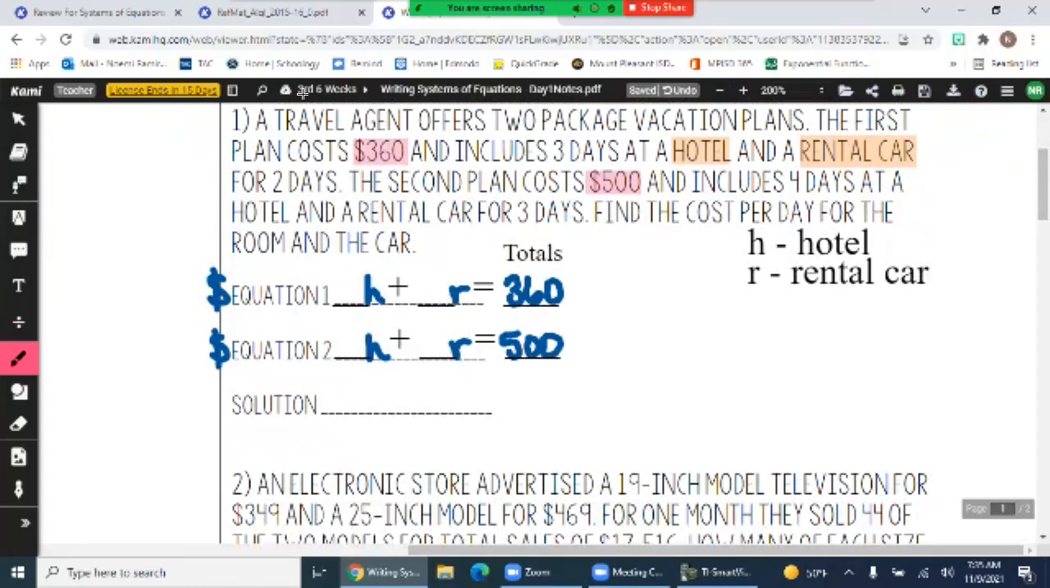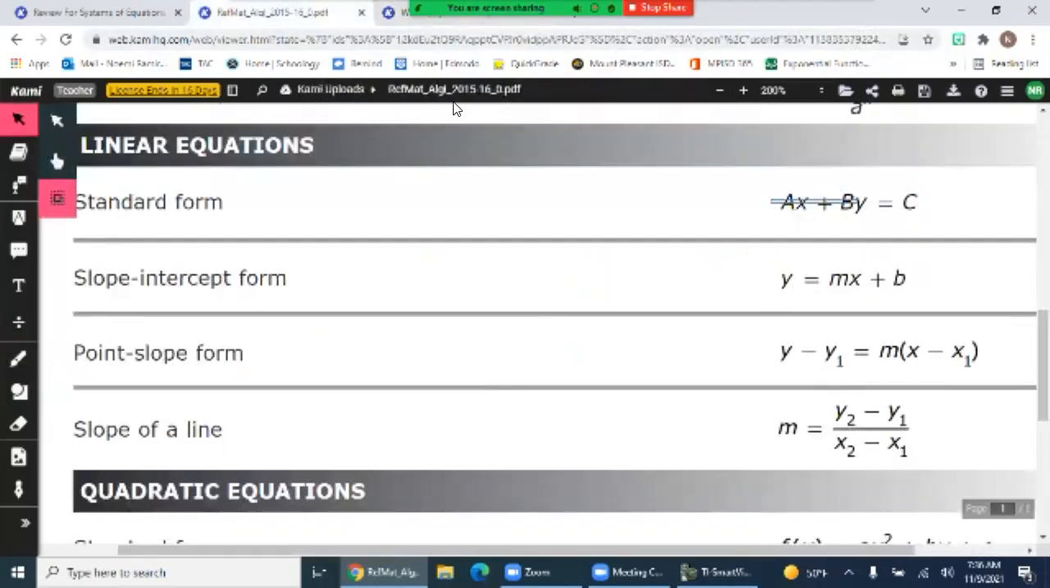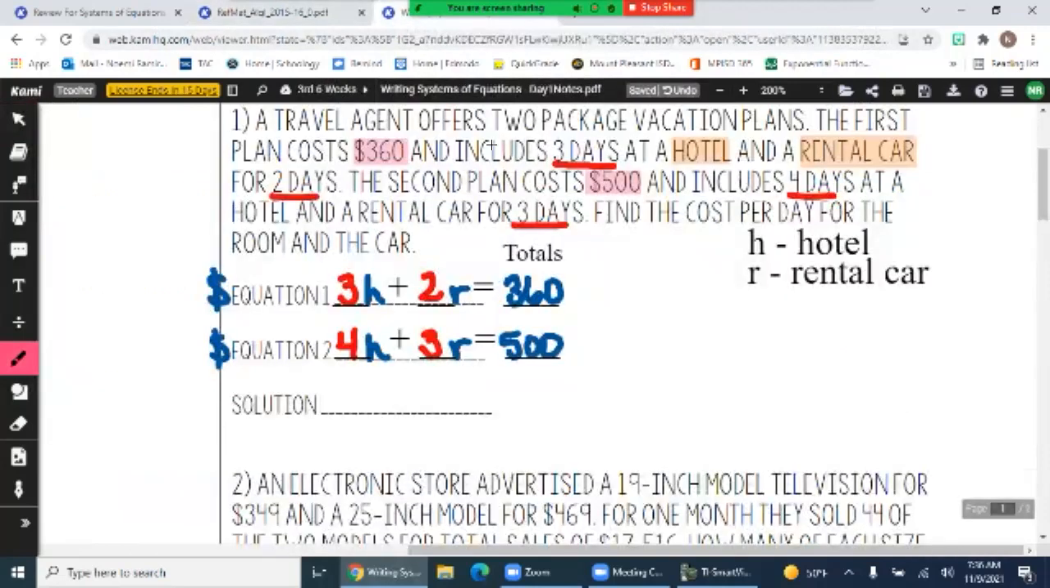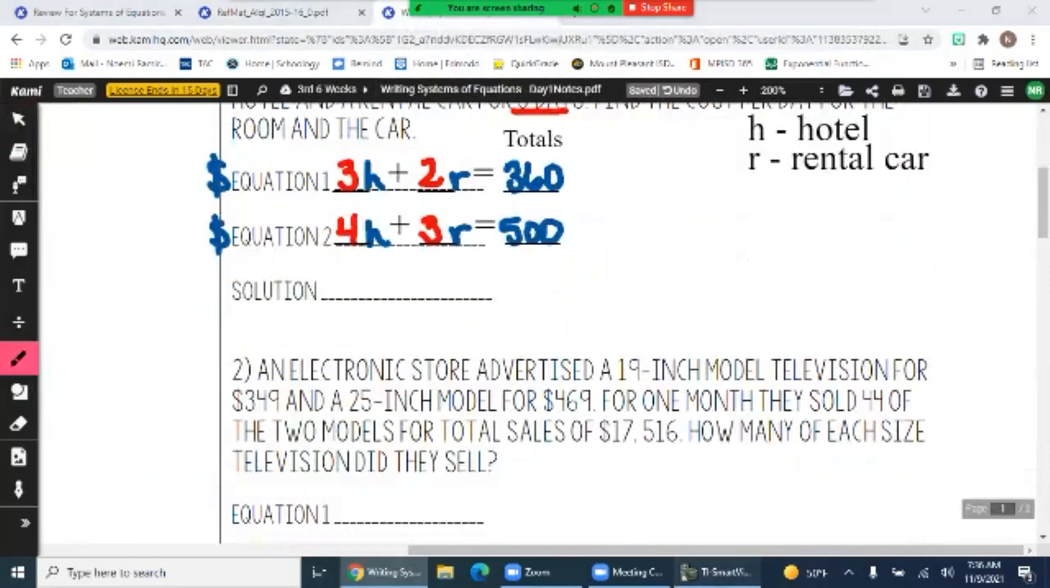So for $360, I'm getting 3 days at the hotel, so 3H, and a rental car for 2 days. And then from there, for $500, I get 4 days at the hotel, 4H, and 3 days for the rental car, 3R. Now, if you look at this, you notice that both of your variables are on the same side. So this represents an equation that is in standard form. Because it's in standard form, I can find the solution by using matrix.